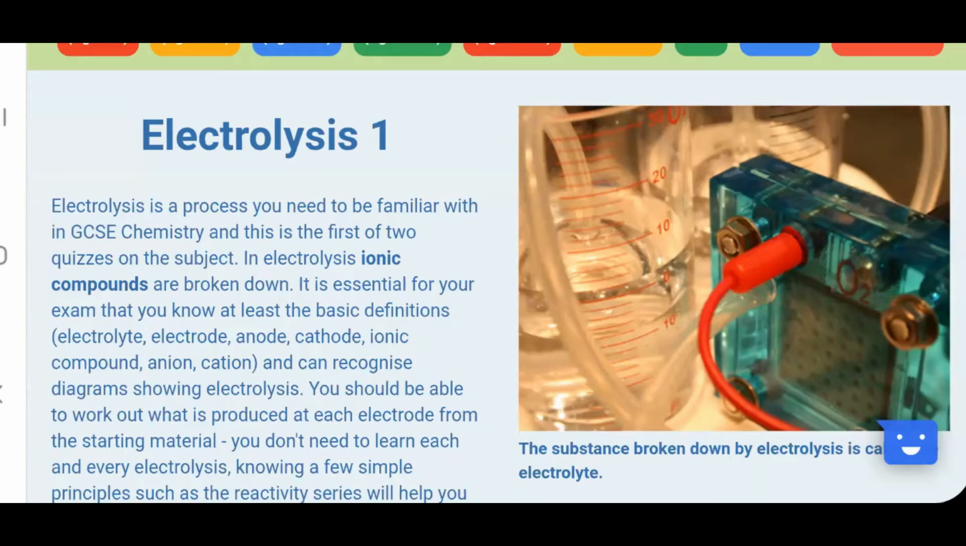Good, let's move on. Now, ionic compounds are broken down, as we know that. It is essential for your exam that you know at least the basic definitions. What is an electrolyte? What are electrodes? What is the anode? What is a cathode? Ionic compounds, anions, and cations. And can you recognize diagrams showing electrolysis?